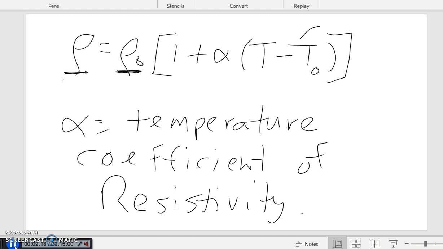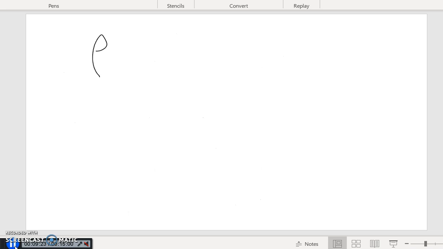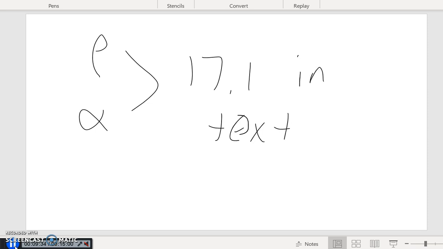Now, the values for both rho and alpha are given in table 17.1 in your text. If you want to investigate those values, that's where you can find them. They're not going to be terribly important for our purposes moving forward in future chapters, but it does pay to know something about where natural resistance in wires comes from, especially if you're planning on being an electrical engineer.